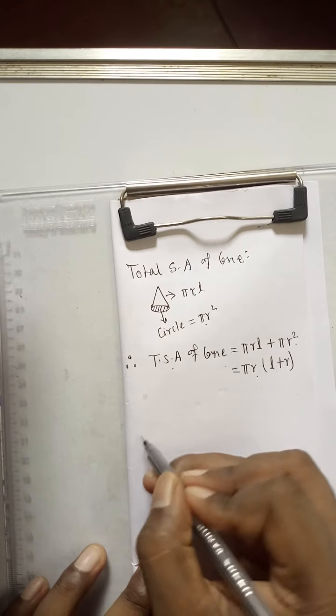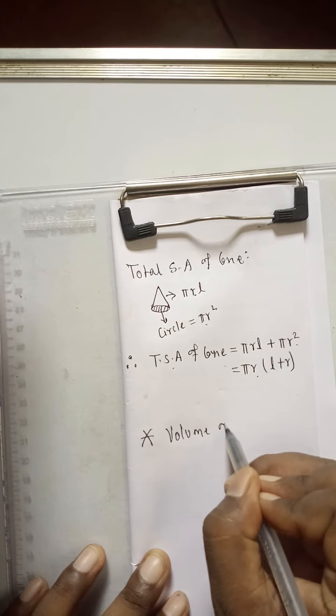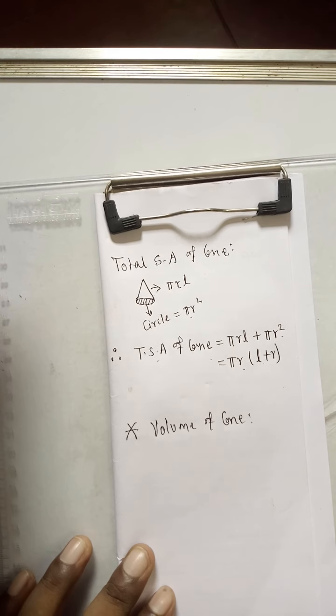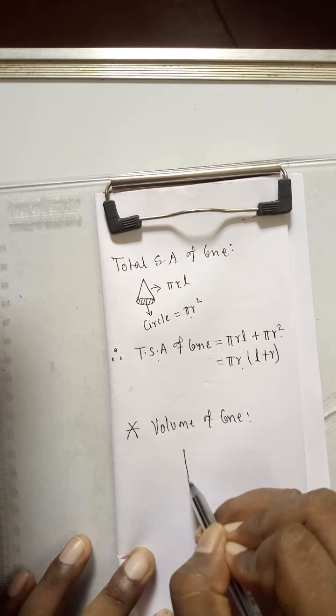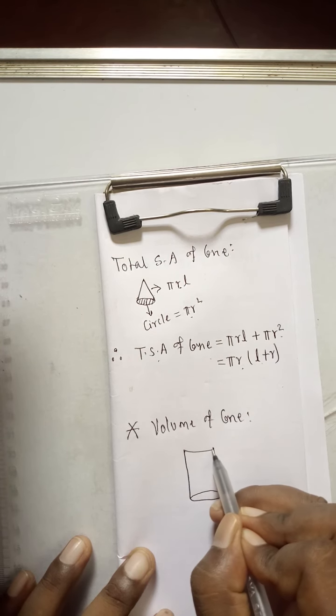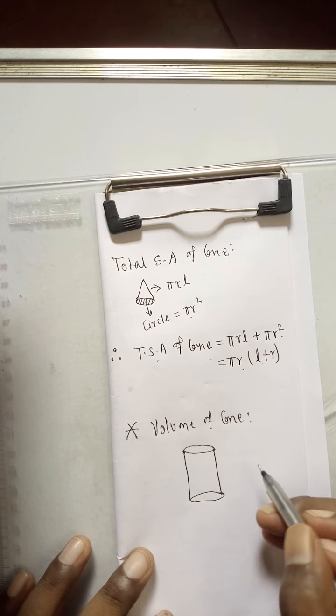So friends, volume of cone. As I said last time, volume of any solid is what? Area of base into its height. But that is when you have uniform width or breadth, otherwise no. Here you must be thinking why I have made a cylinder. So there is a relation between cone and a cylinder.